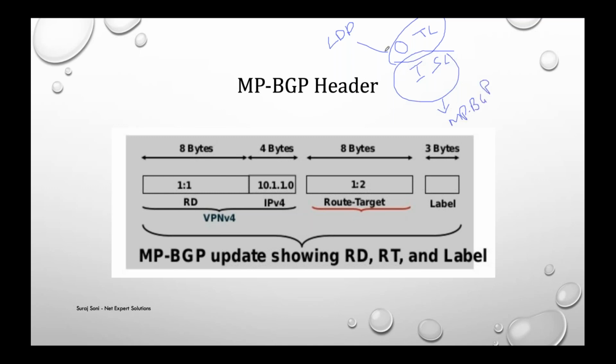Okay, so the outer label will be looked at first. When there is no outer label, because when it reached the PE one hop away, this label was popped off, so there is no label. When it reaches the egress PE where my L3 VPN is getting terminated, I will be able to see only this label, the service label. Based on that, I will identify the type of the service.